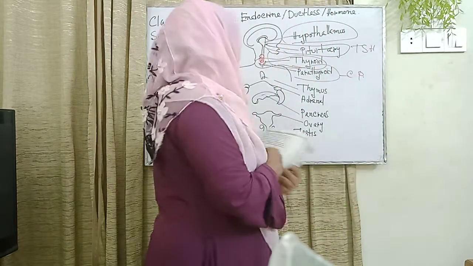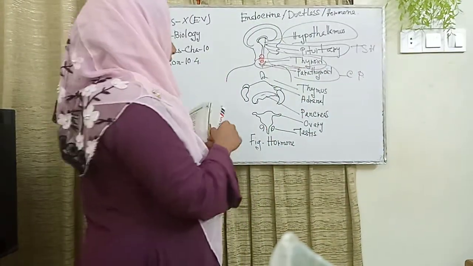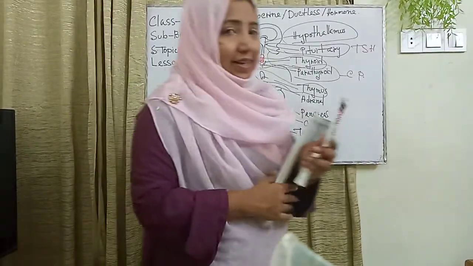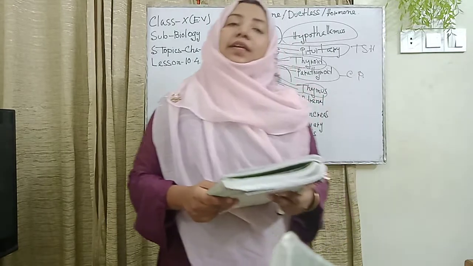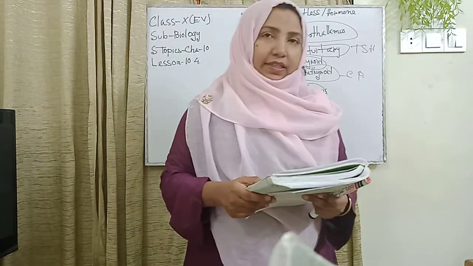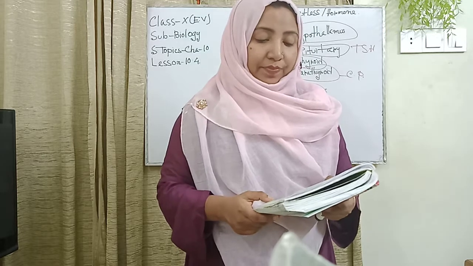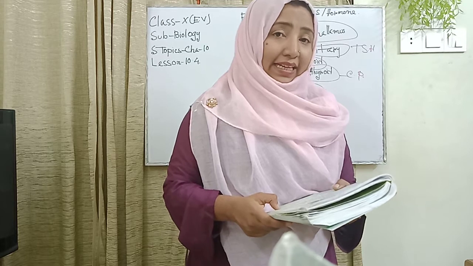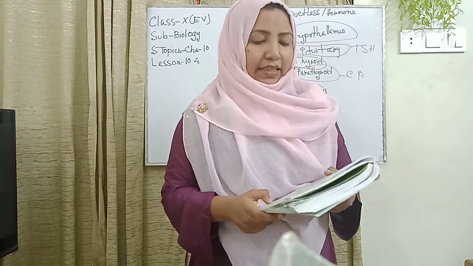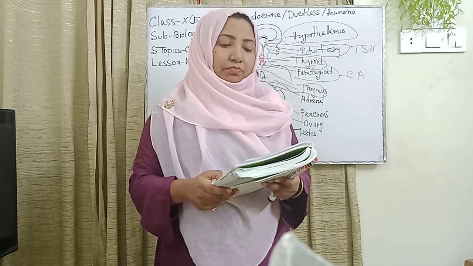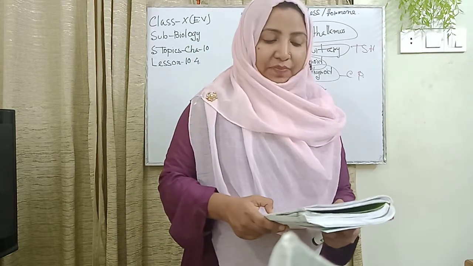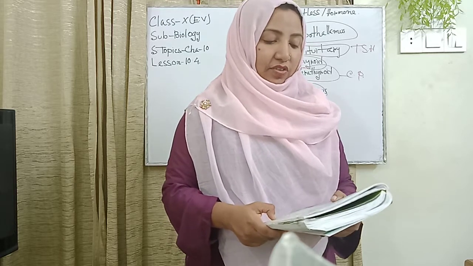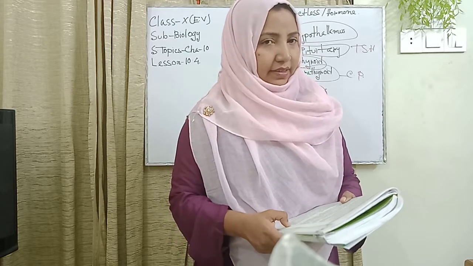And our next gland is the thymus. This structure is the thymus gland. Basically, the thymus gland is located in the neck. The thymus gland helps in developing resistance against disease. In childhood it is well developed, but with growing age, the size decreases. This gland secretes a hormone in childhood.